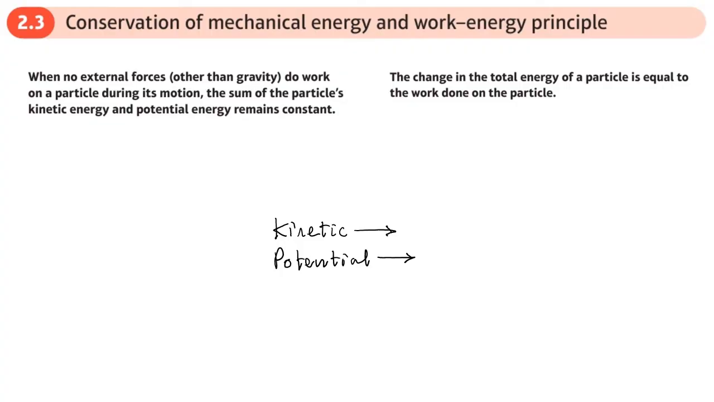So kinetic energy, we use half mv squared, and quite often we want to work out the change in potential energy. So if we want to work out what the change in potential energy is, that's going to be half mv squared minus half mu squared, and the potential energy is mgh, so the mass of it times g times h.